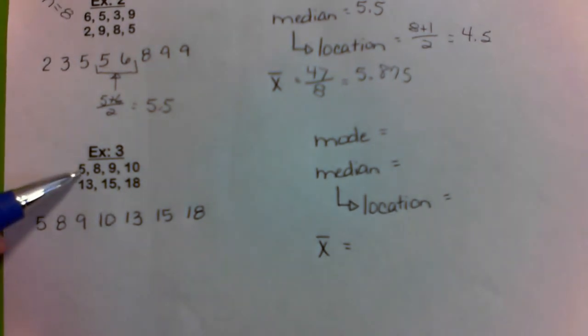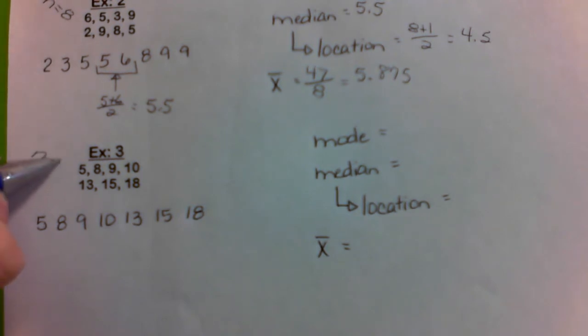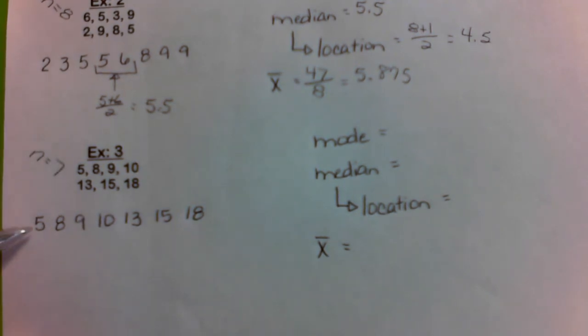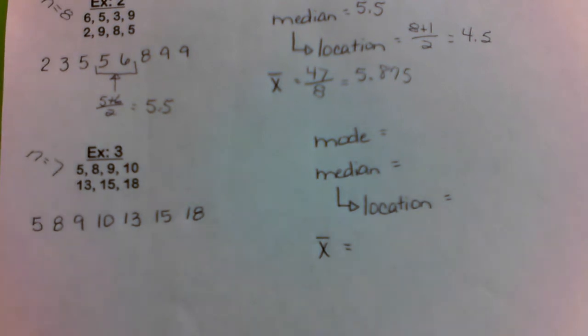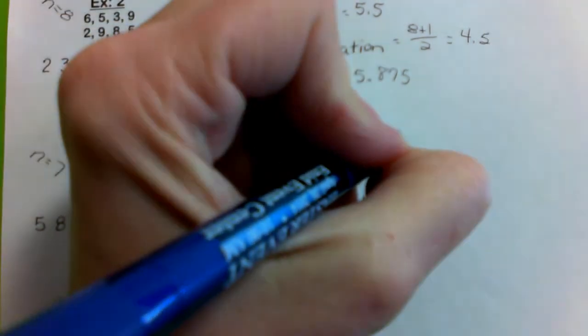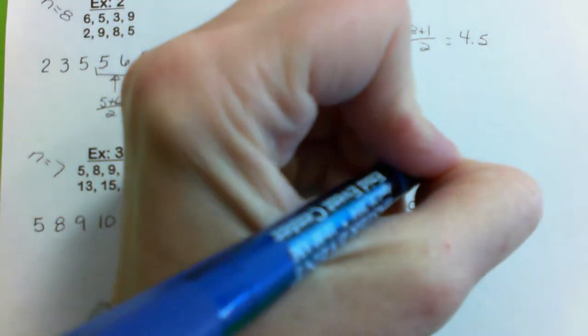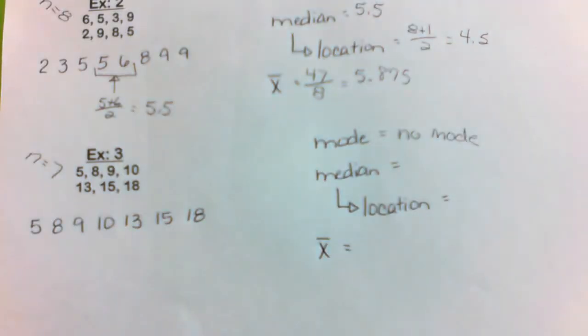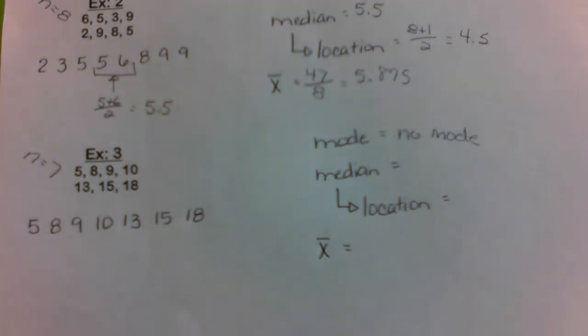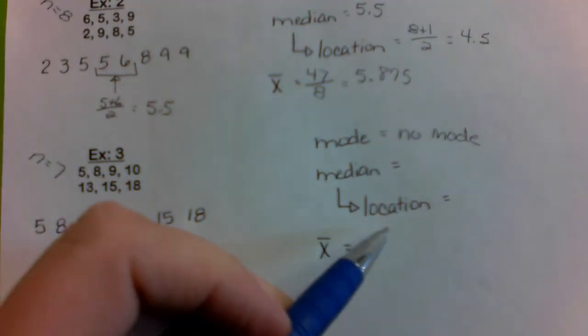again, I have, let's see, 1, 2, 3, 4, 5, 6, 7 values. So n equals 7. I've already placed them in order. So the first thing that I'm going to do is see what value or values is more frequently listed than the others. And if you'll notice, there's just one number of each. So in this case, there is no mode. There is not a number that is listed more frequently than the other. So that can occur.